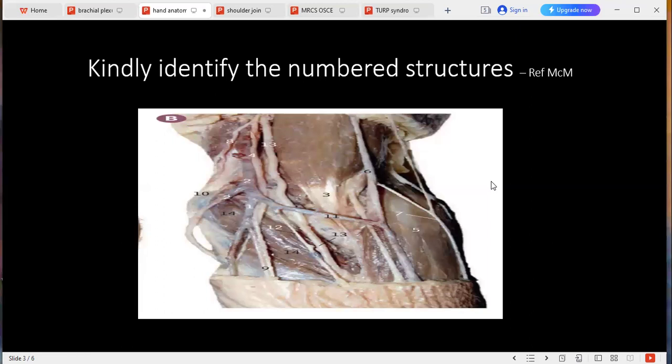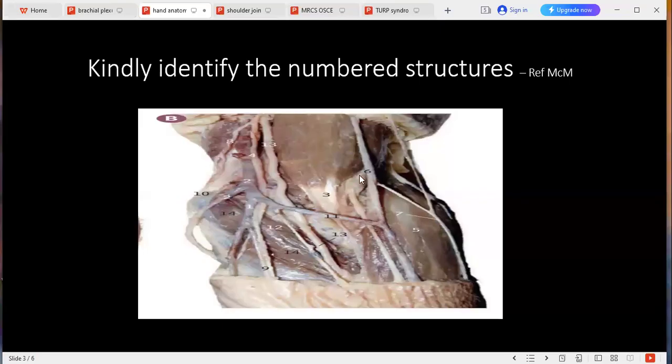And the contents, please, from medial to lateral, if you can tell me. The contents from medial to lateral are the median nerve first, then the brachial artery and vessels, and the third one is the biceps tendon. Yes, very good.